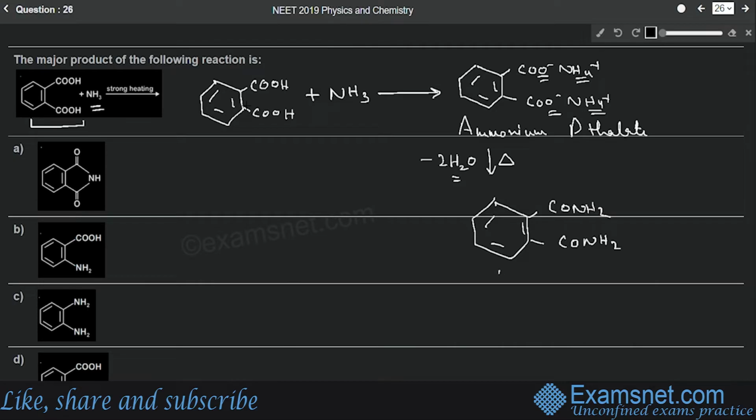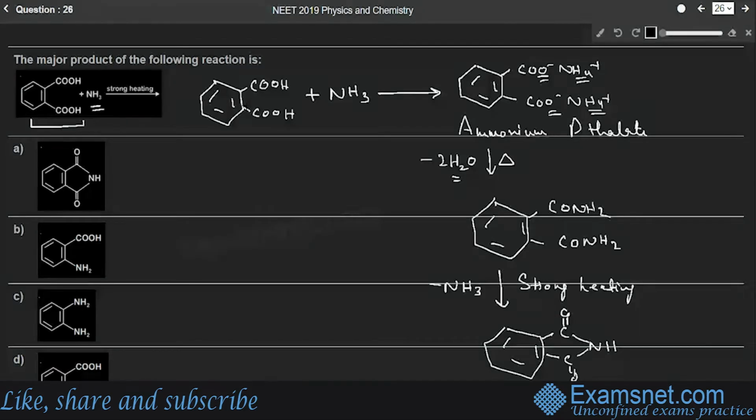Now in the third and last step, it is heated strongly. On strong heating, what will be removed? This time one ammonia molecule will be removed. So here we have the benzene ring, here we have C double bond O, C double bond O, and only one nitrogen and one hydrogen will be left. These one nitrogen and one hydrogen will be common. So this is our phthalimide, and this will be the final product. Out of the given options, the correct one will be the first one, phthalimide.